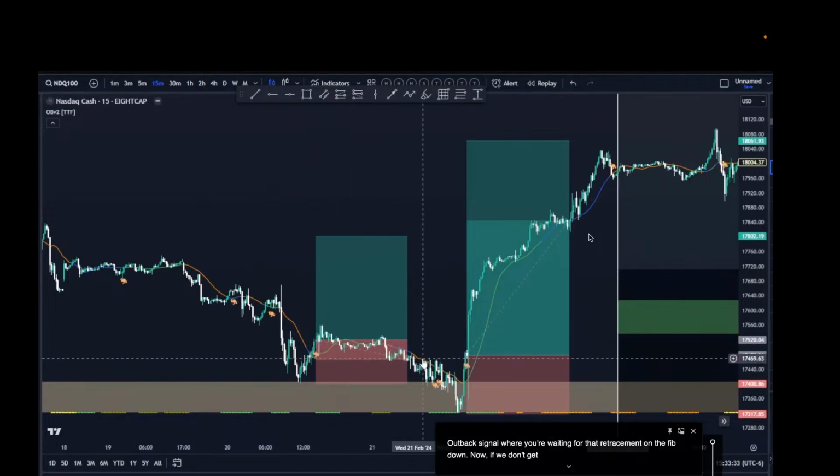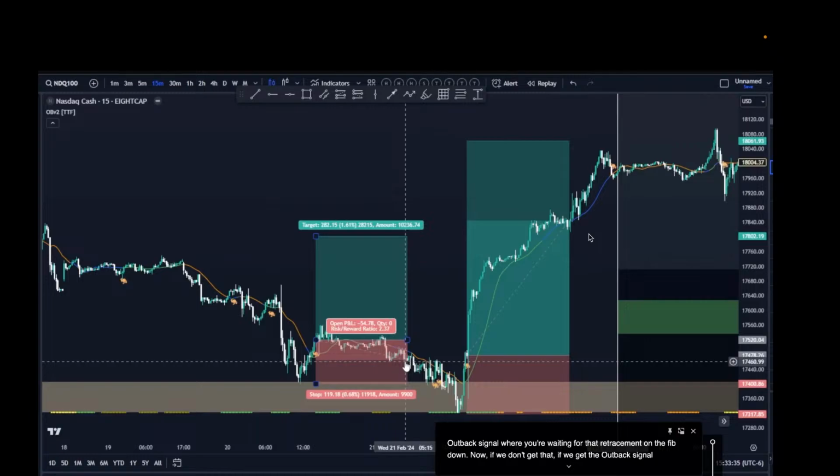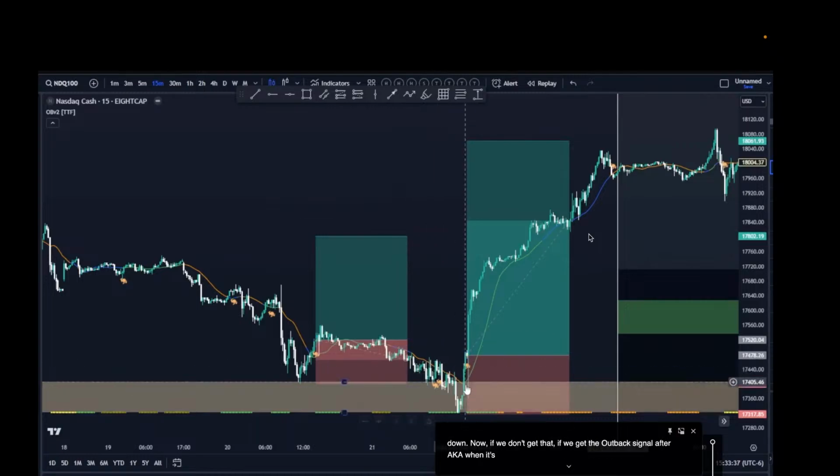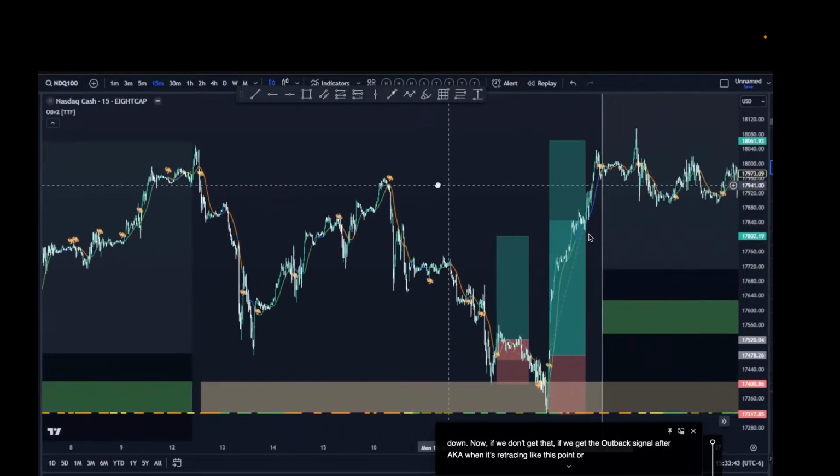Now, if we don't get that, if we get the Outback signal after, aka when it's retracing like this point or these points, then we could just simply take that trade then. But hopefully this helps you.